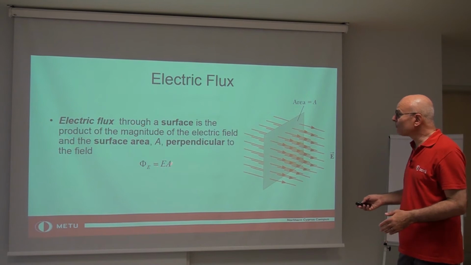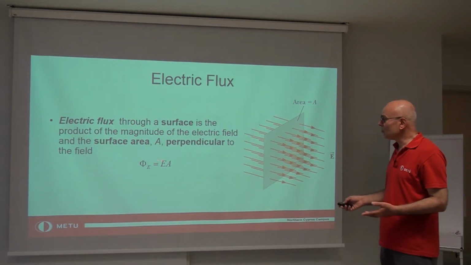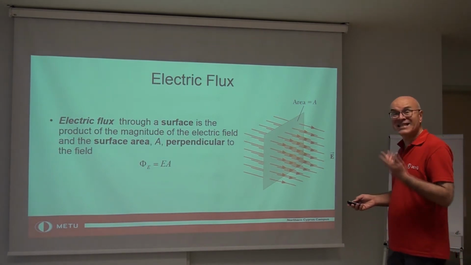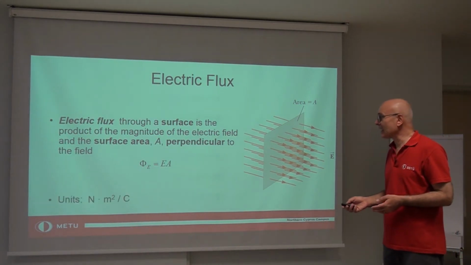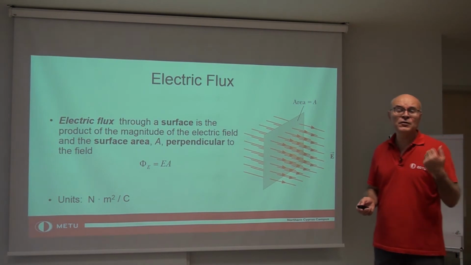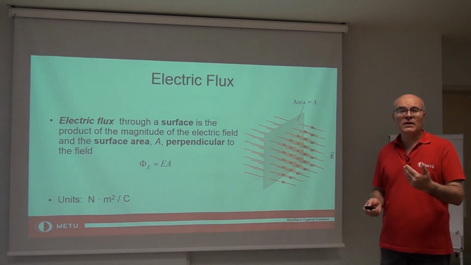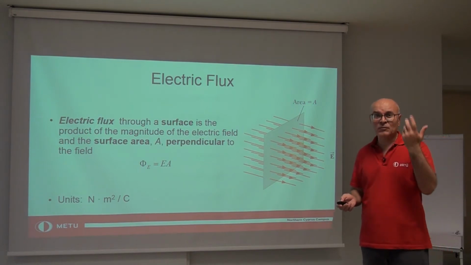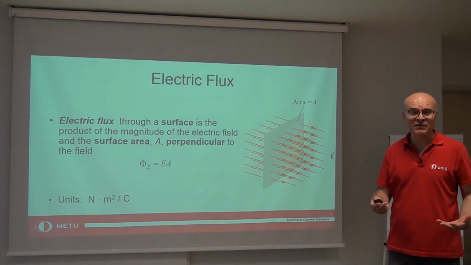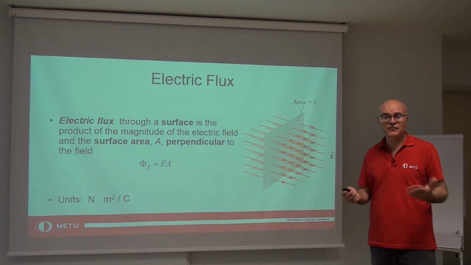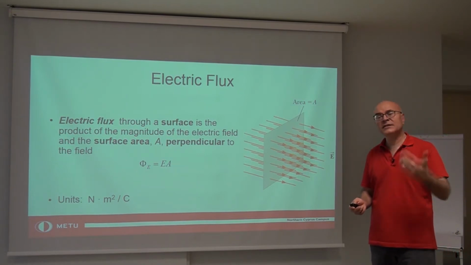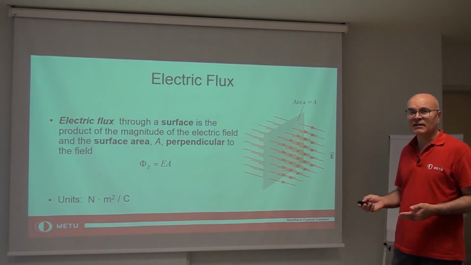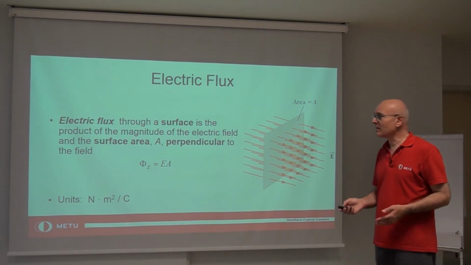It is the product of two scalar quantities. The magnitude E is a scalar quantity. Area, in this case, is a scalar quantity. So the flux is a scalar, and it has units of Newton per Coulomb meter squared. It doesn't have a special name, unlike the magnetic flux that we will discuss later, which has a different name. But here we don't assign it a different name. It is just Newton per Coulomb, the electric field unit, multiplied by a meter squared, which is the area. So this is the flux.